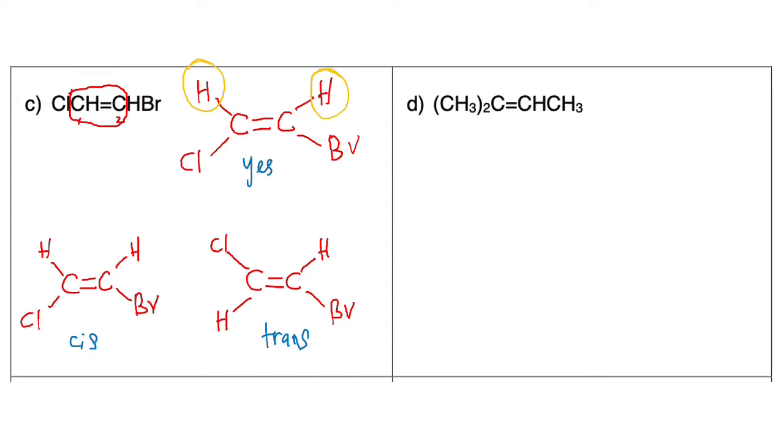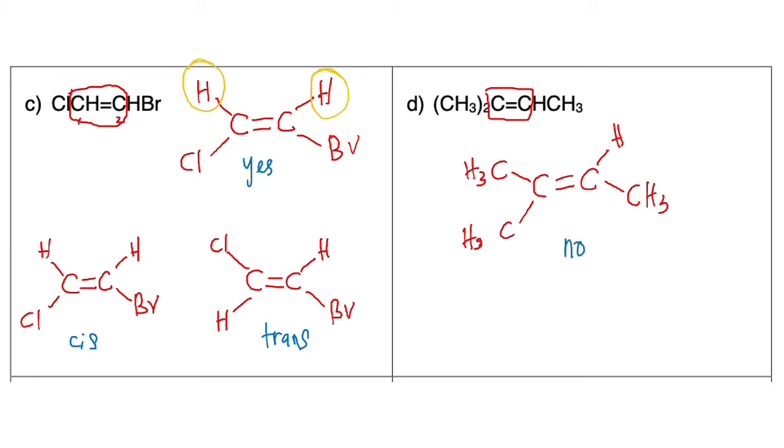Okay, next, question D. This is the structure. So C double bond C. H, we have CH3. Okay, yang sebelah ni kita ada CH3 and also CH3. Now, can this structure exhibit cis-trans isomerism? The answer is no. Why?